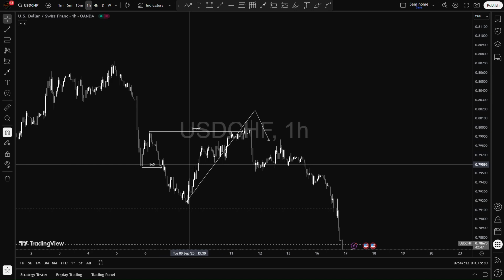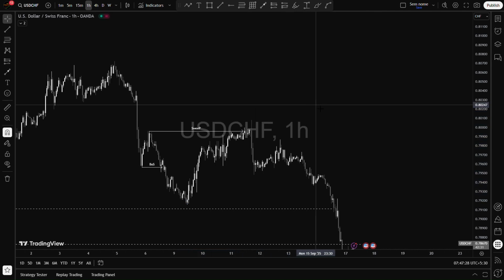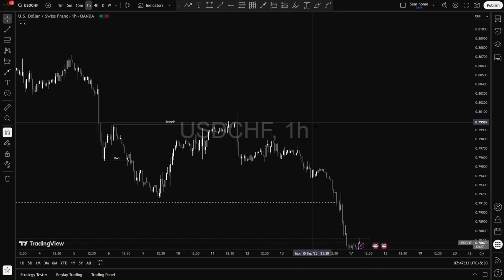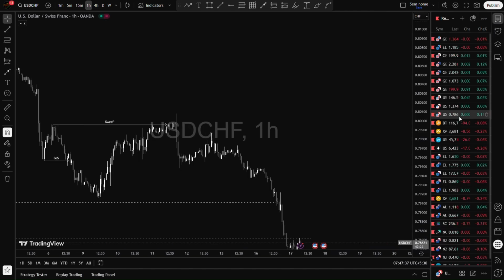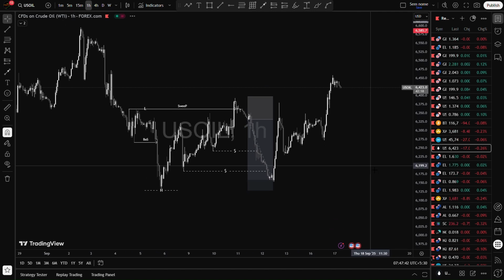So why was I very comfortable saying that this is a sweep of liquidity and not a change of character? Because I believe in market repetition. The forex market is about repetition. The same setup that is given here has already happened in the past, in different kinds of charts, in different pairs. We can see an example. For example, on the chart of US oil, we had the same thing right here.